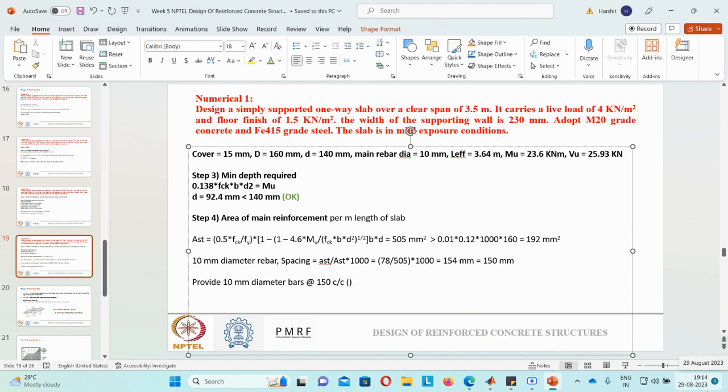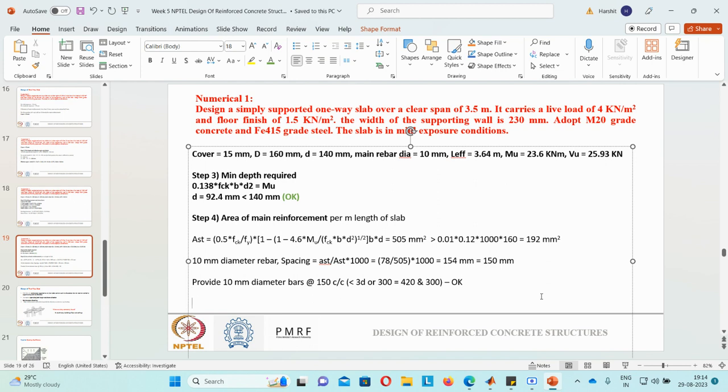Now, is this 150 satisfying the criteria? It should be less than 3D or 300. D is 140, so it is less than 420 mm and 300 mm also. So we are okay with the design.